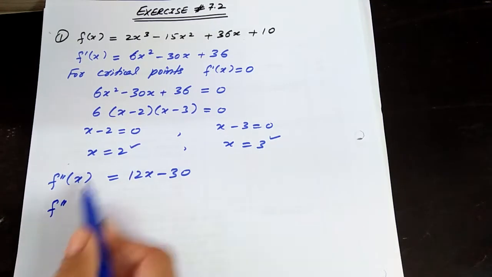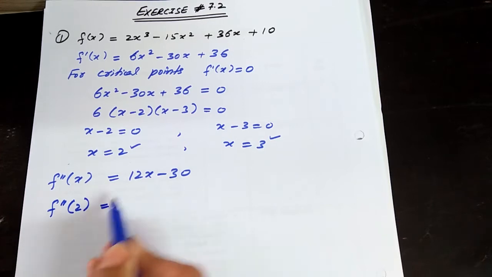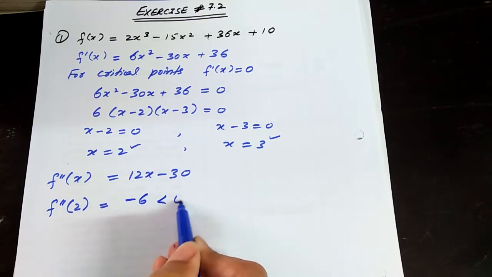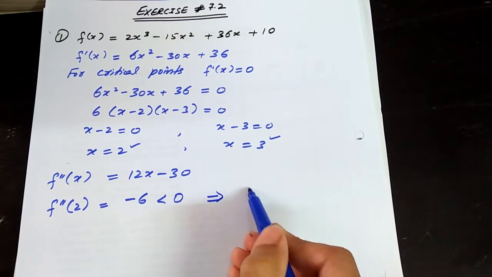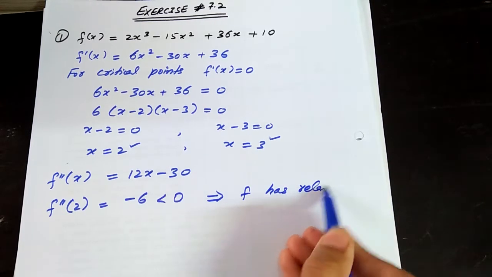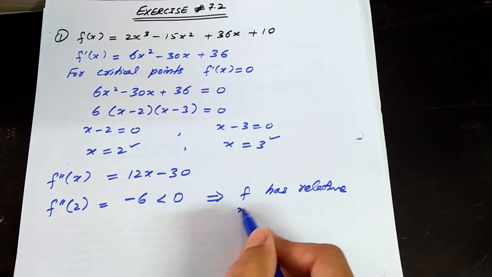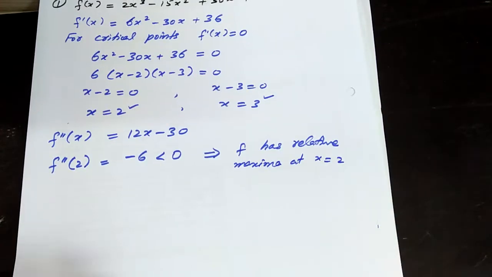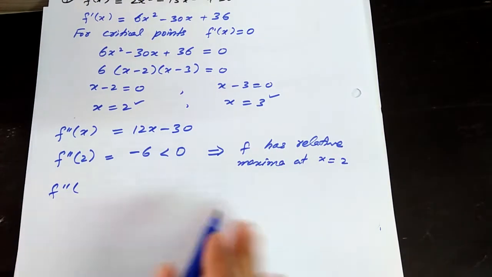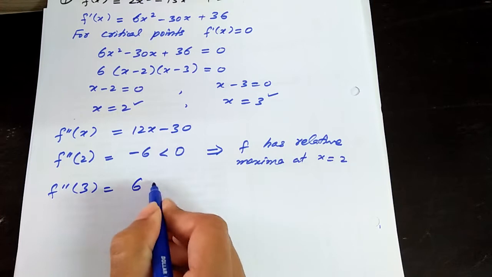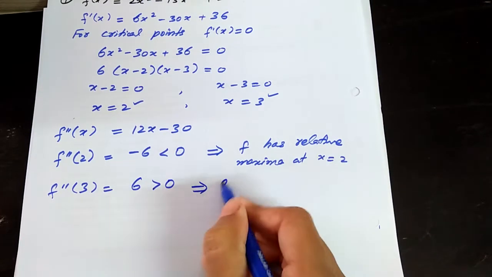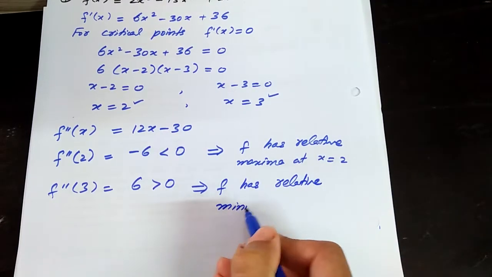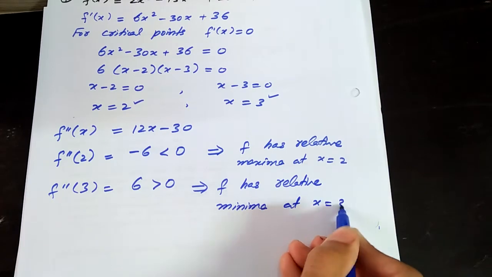So first of all put the first point, f double dash of 2. In place of x put 2, we will get minus 6. That is less than 0. This means f has relative maxima at x equals 2. Now in the double derivative put the second critical point, we will get 6, that is greater than 0. So it means f has relative minima at x equals 3.